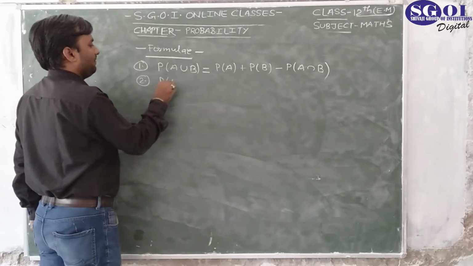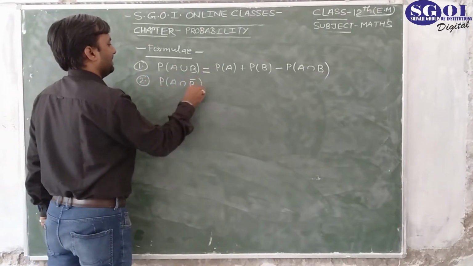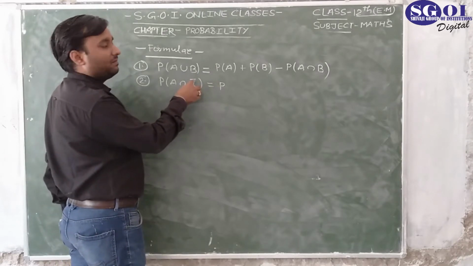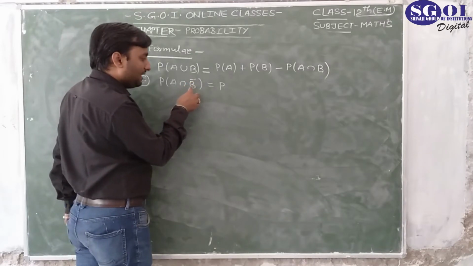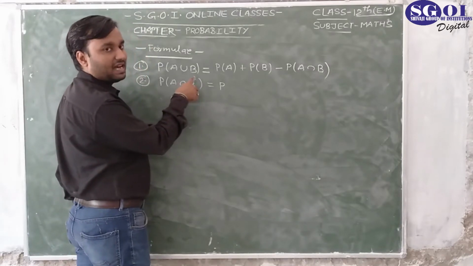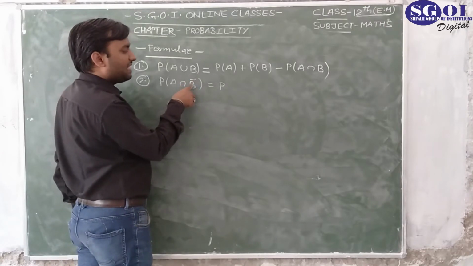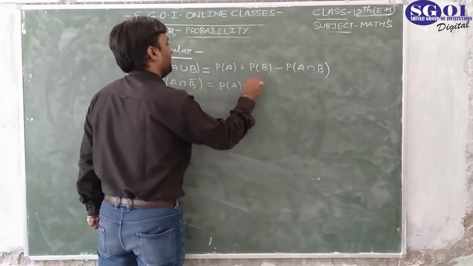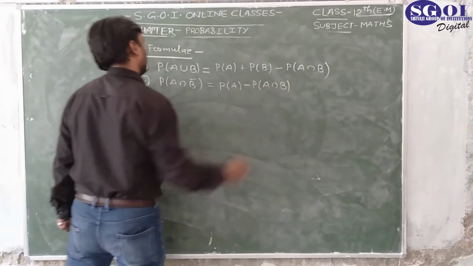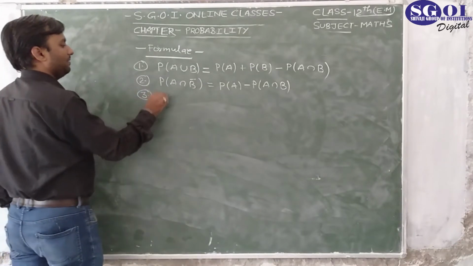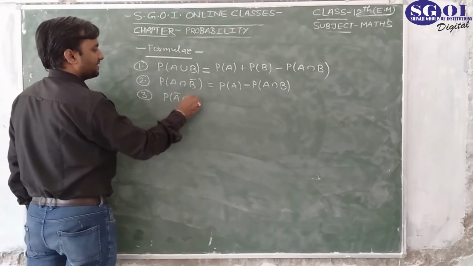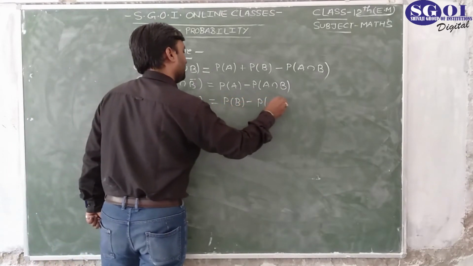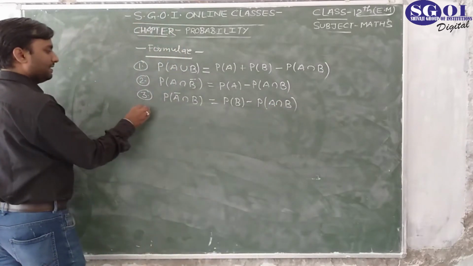Second, probability of A intersection B bar is equal to... what is the meaning of B bar? B bar means the event B is not happening. Bar means not happening. It is equal to probability of A minus probability of A intersection B. Third, probability of A bar intersection B is equal to probability of B minus probability of A intersection B.